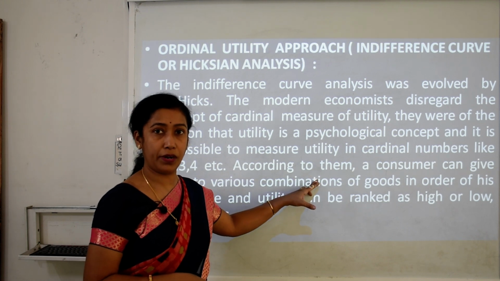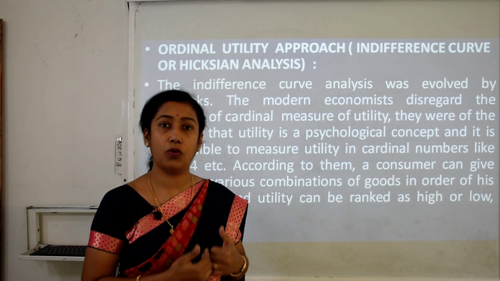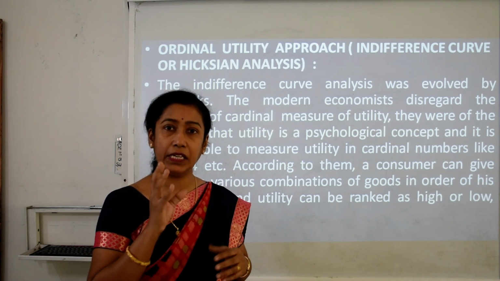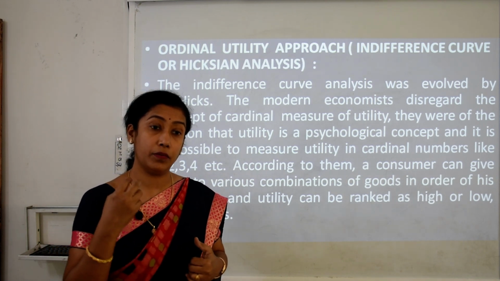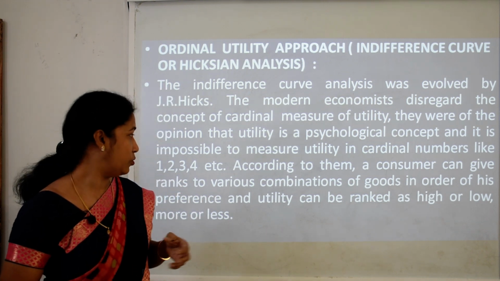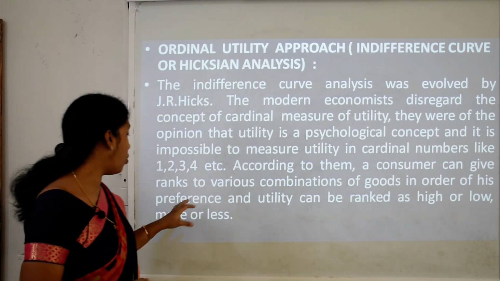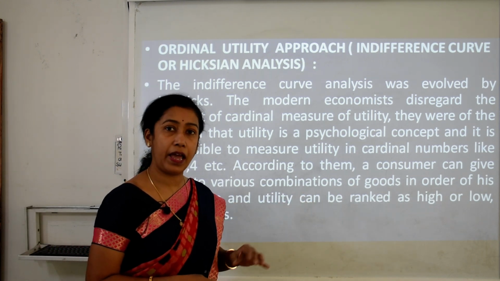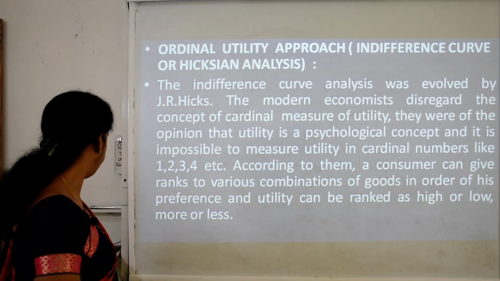So according to these modern economists, a consumer can give ranks to various combinations. That means as per the ordinal utility, rather than giving numbers like 1, 2, 3, 4, that is cardinal numbers, a consumer can give ranks or preferences to the combinations of two or more goods. So he can assign ranks for various combinations of goods in order of his preference, and utility can be ranked as high or low, assigned as more or less.